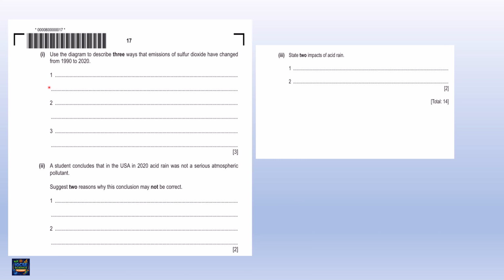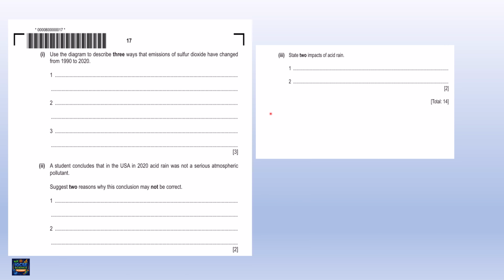Question 1: use the diagram to describe 3 ways that emissions of sulfur dioxide have changed from 1990 to 2020. This carries 3 marks, and you need to write 3 points from the diagram. Part 2: a student concludes that in the USA in 2020, acid rain was not a serious atmospheric pollutant. Suggest 2 reasons why this conclusion may not be correct. This also carries 2 marks. You need to write 2 points from the given diagram.